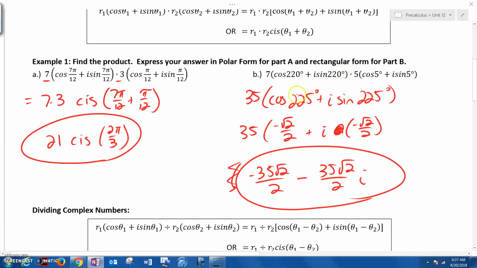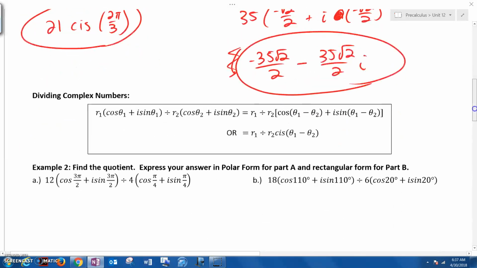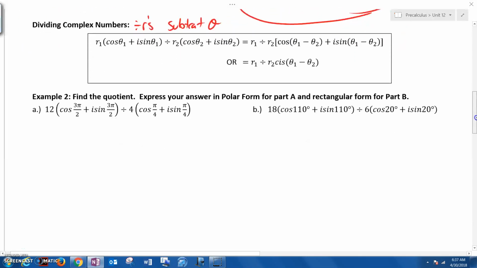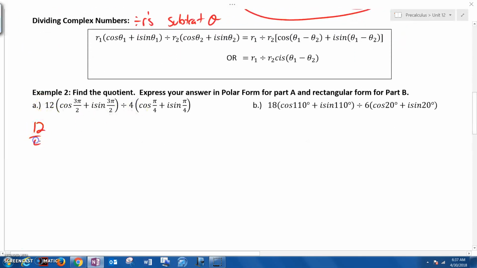But notice again the pattern. When you multiply polar complex numbers, multiply the r's, add the angles. When you divide, divide the r's and subtract the angles. Because we're dividing, we divide r, but we subtract angles. So now let's do those two. I'm dividing, so I have 12 over 4, cis, and then we subtract 3 pi over 2 minus pi over 4. To subtract, you need a common denominator. This is 6 pi over 4, minus pi over 4, that's 5 pi over 4. So we get 3 cis 5 pi over 4.